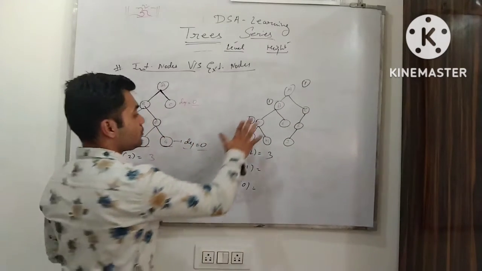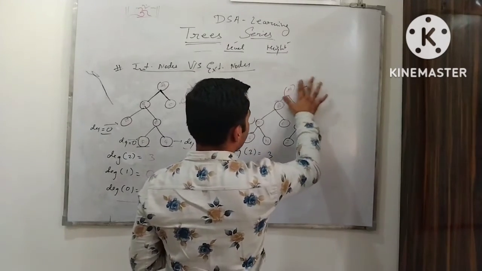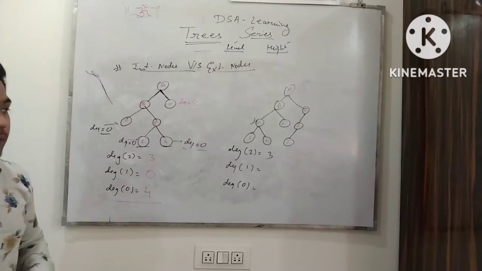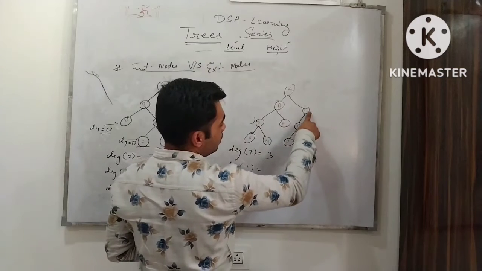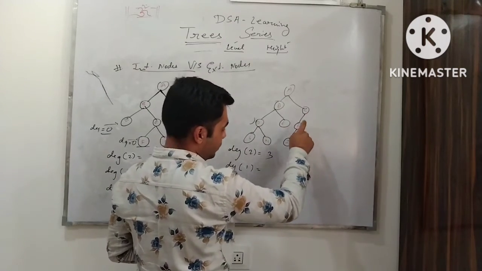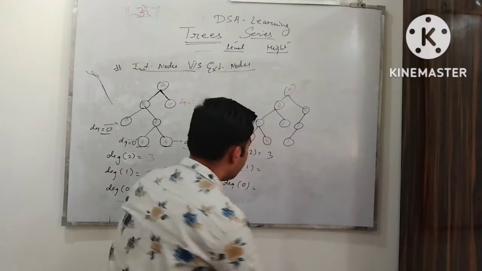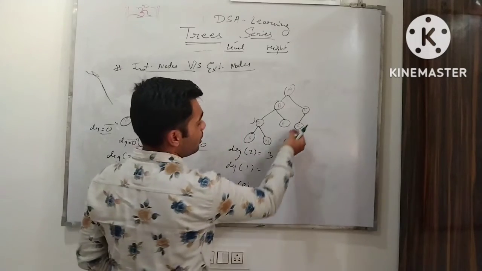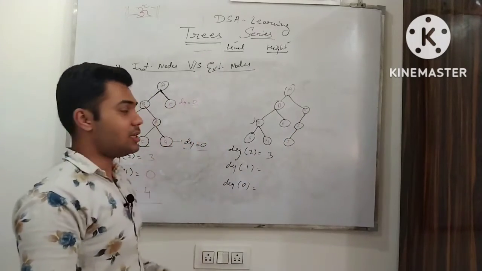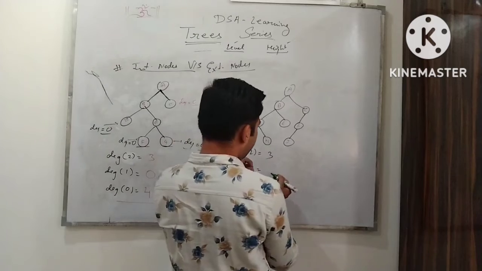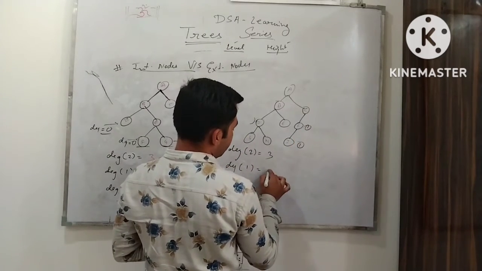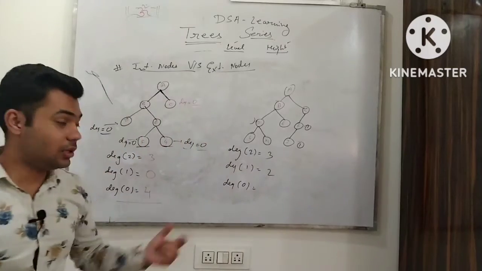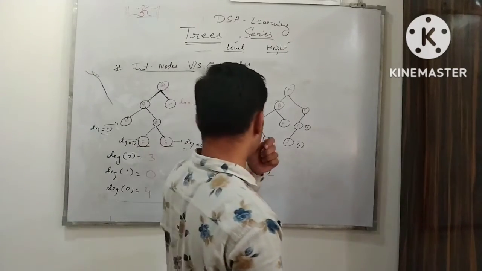Next, now the degree 1. How many nodes have the degree 1? Only C, which has the child F. And the next one is F, which also has only a single child, I. So how many nodes are there? One is this, one is this. So the answer is 2.